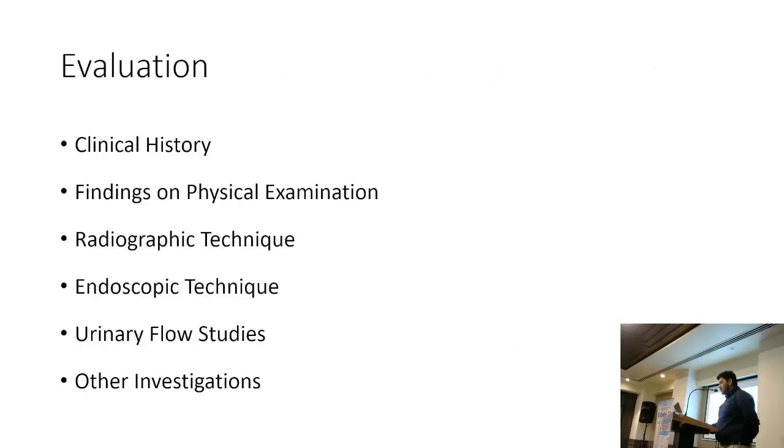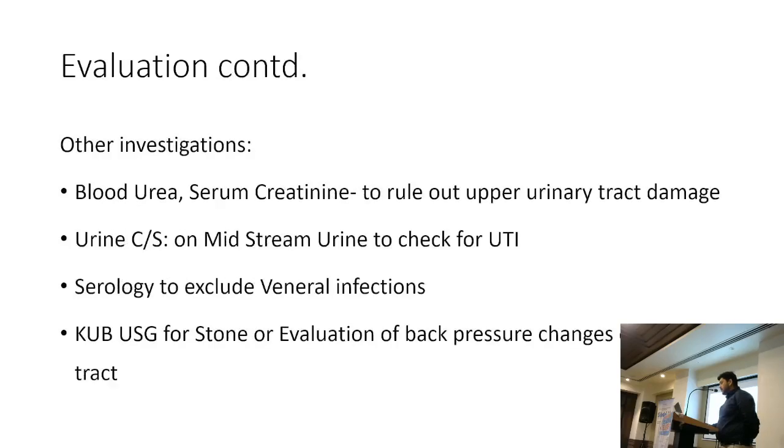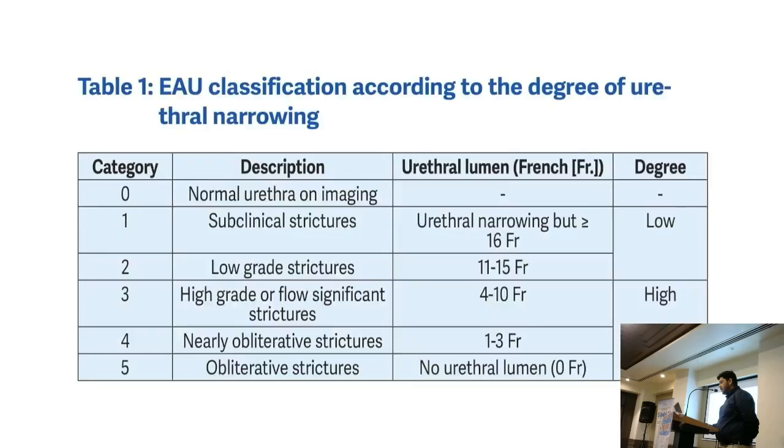The evaluation will be covered under clinical history taking and findings on physical examination, radiographic techniques, endoscopic techniques, urinary flow studies, and other investigations. First of all, in other investigations, generally we will require blood urea and serum creatinine to rule out any upper urinary tract damage, urine culture sensitivity of midstream urine to check for UTI, and serology to exclude any venereal infections, and USG KUB for stone or evaluation of pressure changes on the upper tract.